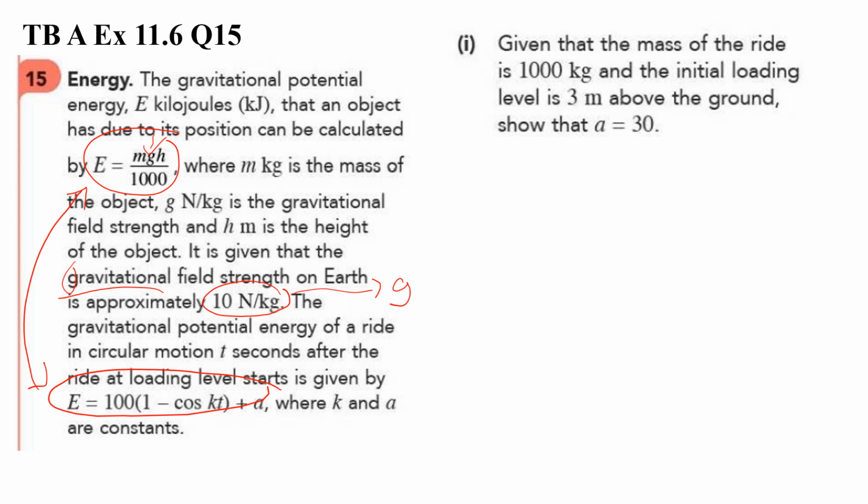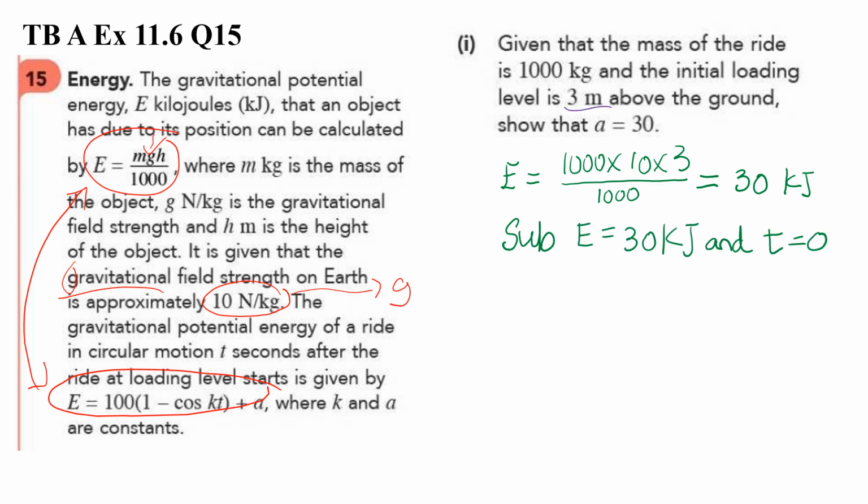Alright, so for part I, you're supposed to show that A is 30. So let's use the first formula first. Substitute m to be 1000. G, we already discussed earlier, is going to be 10. And then where do we get the 3? Oh, the height is 3 meters. You're told here. All right, so from there you can find E to be 30 kJ.